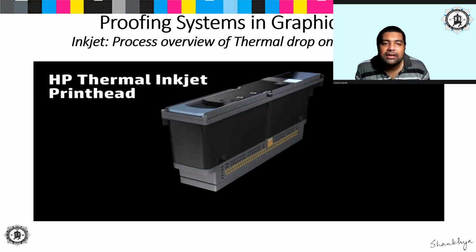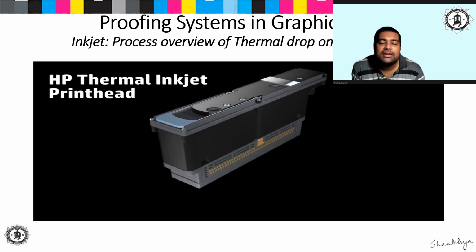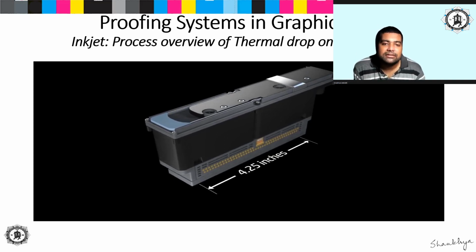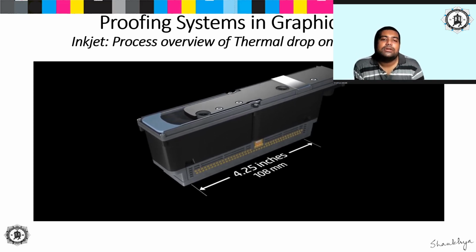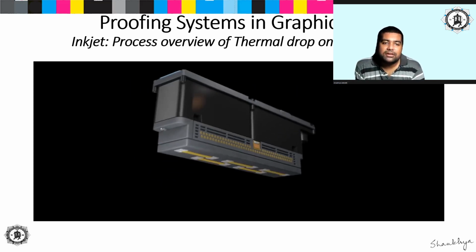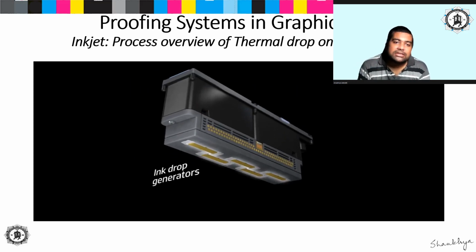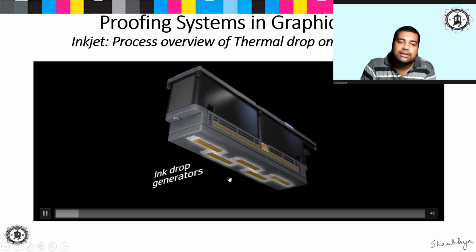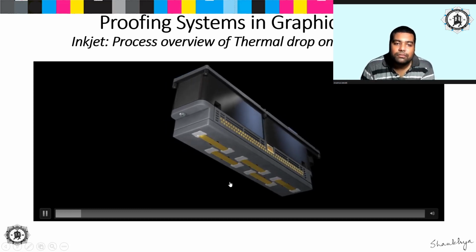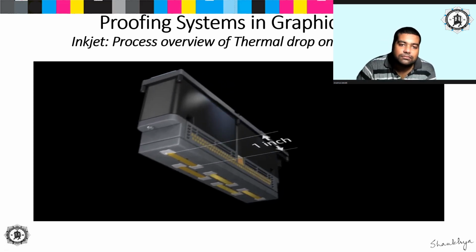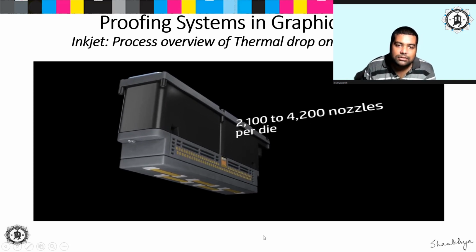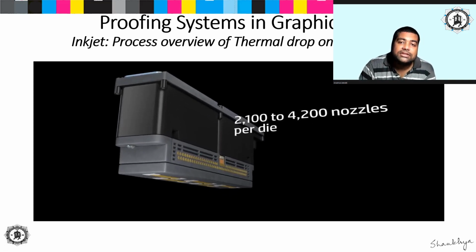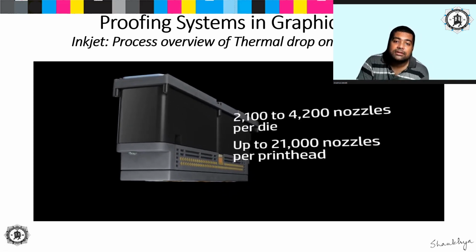This is an HP thermal inkjet print head, which is taken from YouTube. Actually, it prints a swath 4 1/4 inches or 108 millimeters wide. The ink drop generators are on 5 staggered silicon chips called die placed along the bottom. Each die is about an inch long and can have 2100 and even 4200 nozzles. So some versions of this print head have 21,000 nozzles.